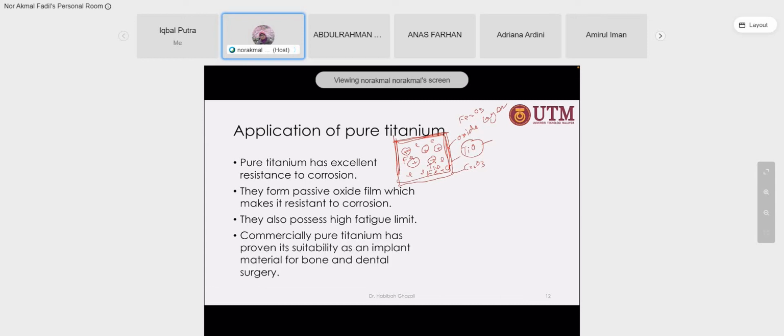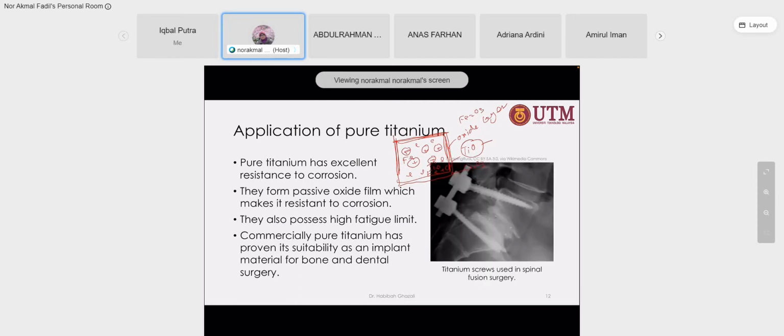Commercially pure titanium has proven its suitability as an important material for bone and dental surgery. It is widely applied in that particular application. For example, the titanium screw used in spinal fusion surgery, and for cheaper material, we use stainless steel. Basically, for cheap material, we use stainless steel. If you have more money, you can request more expensive material, such as the titanium-based material.